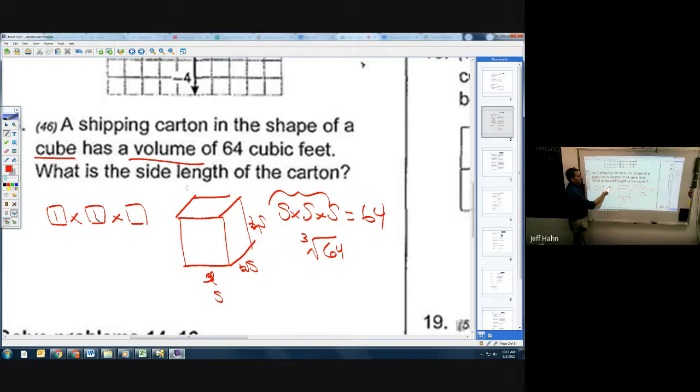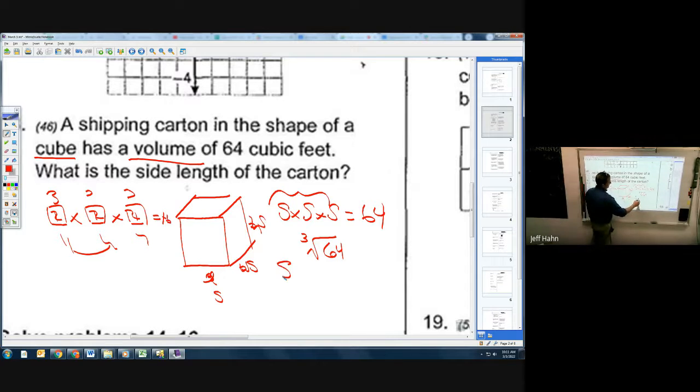I could try 1 times 1 times 1. That doesn't seem right, right? Because that would be 1. I could do 2 times 2 times 2. That would be 8. I could do 3 times 3 times 3. That would be 27. I could do 4 times 4 times 4. That would be 16 times 4 is 64. So every side would have to be 4, whatever that is. Inches, feet, feet, feet.